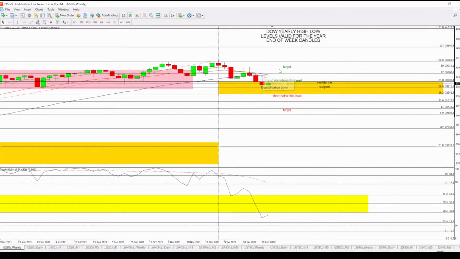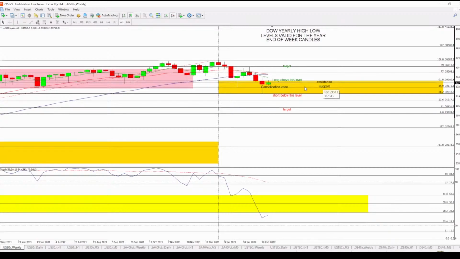We have the Dow yearly high low in front of us. Weekly candles are currently inside the consolidation between the levels of 50 and 61.8. Push above 61.8, we aim for that 89 target. Otherwise, for short, push below 38.2, we aim for that 11 target.